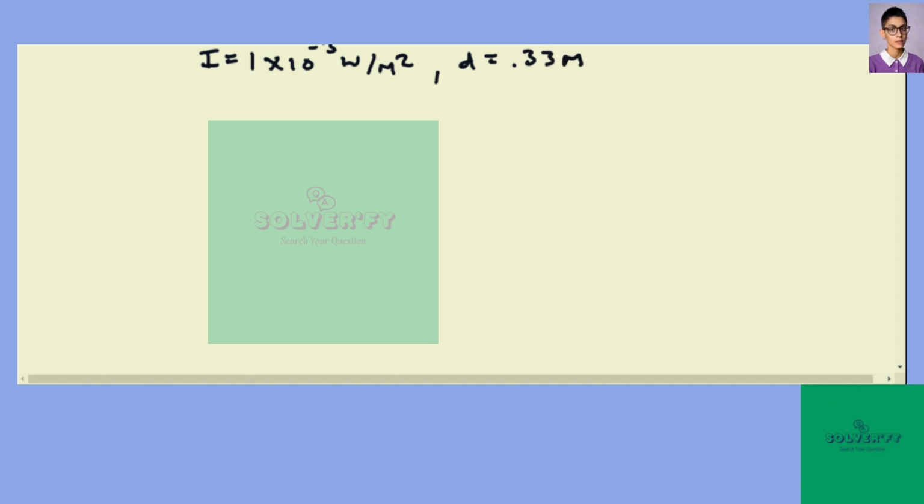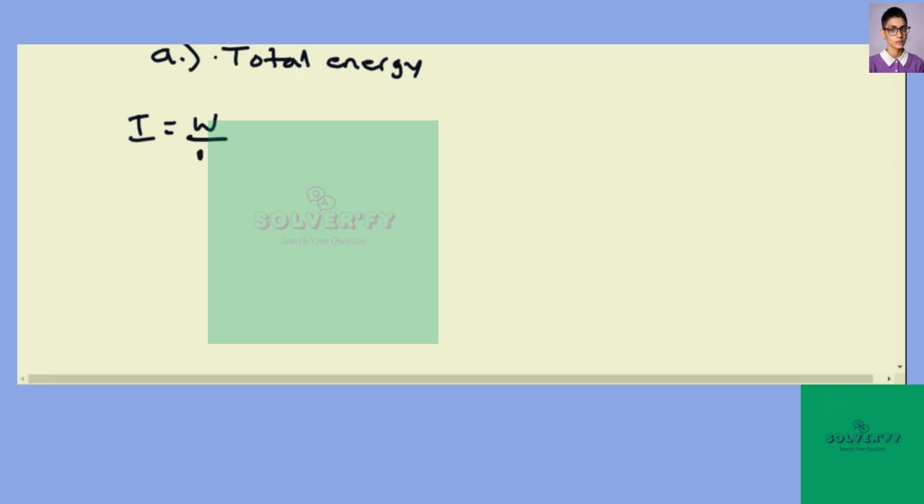In part A, it wants us to find the total energy. Before we do that, let's look at the units for intensity, which is watts divided by a meter squared. Well, we have intensity, we have meter squared, we have meters, so we just square it.